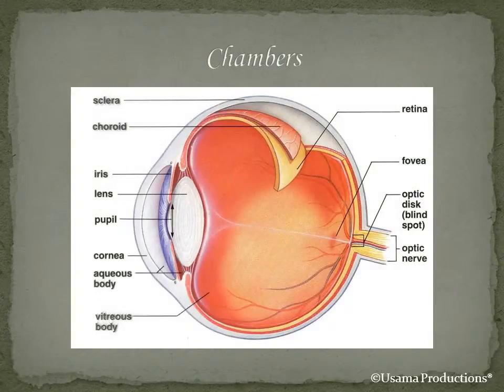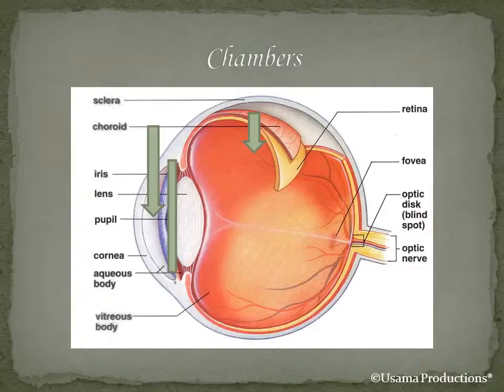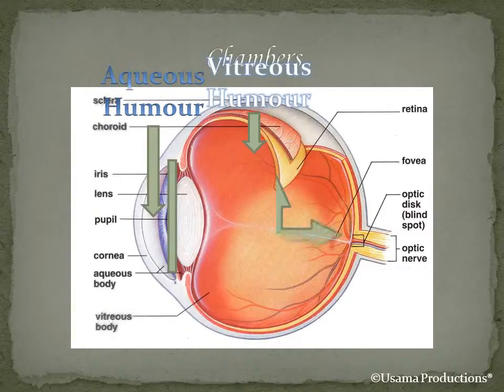The next part of our today's video is eye chambers. The iris divides the cavity of eye into 2 chambers. The anterior chamber is in front of iris, that is between cornea and iris, whereas the posterior chamber is between iris and retina. The anterior chamber contains a clear fluid, known as aqueous humor, while the posterior chamber contains a jelly-like fluid known as vitreous humor. It helps maintain the shape of eye and suspends the delicate lens.